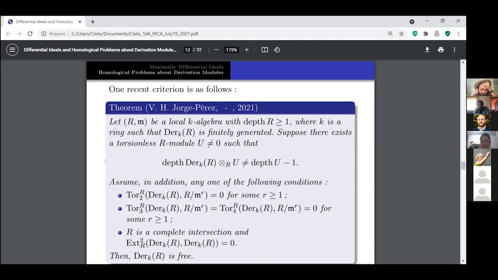Suppose there exists a torsionless non-zero module U. I mean, torsionless means, of course, a syzygy module, such that the depth of this tensor product is not the depth of U minus 1. So this is a subtle condition, which, if you think, touches a very hot topic in commutative algebra nowadays, which is the tensor product of modules, and especially its depth, which has been investigated by many authors recently. So, under this condition, and in addition any one of the following conditions, namely this second Tor vanishes, third Tor, fourth Tor here vanishes, and/or R is a complete intersection and this second diagonal Ext here vanishes. Then in any of these cases, the derivation module is free as an R-module.